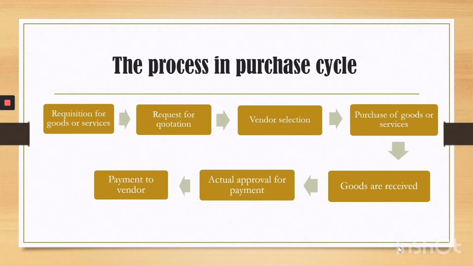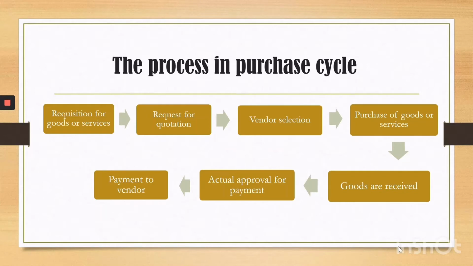If these three documents are matched, then the accounts payable department approves the payment and it will go to the cash disbursement where the payment is made. The last step is payment made to the vendor. As per the payment terms mentioned in the purchase order, the finance department or accounts department will release the payment to the vendor. And that's it. That's the last process in the purchase cycle.